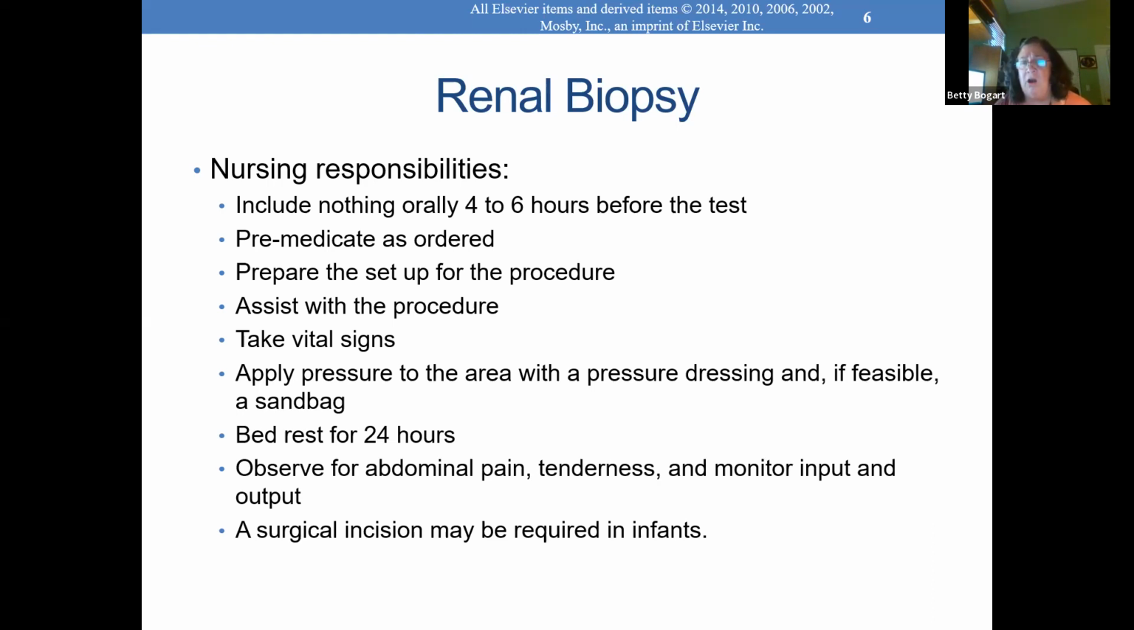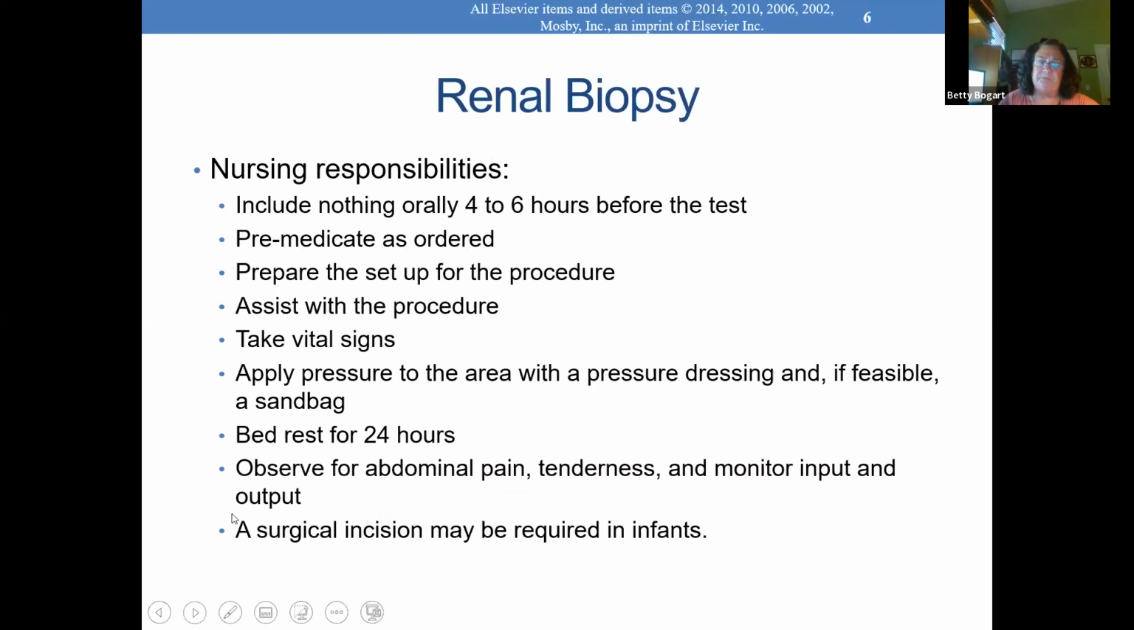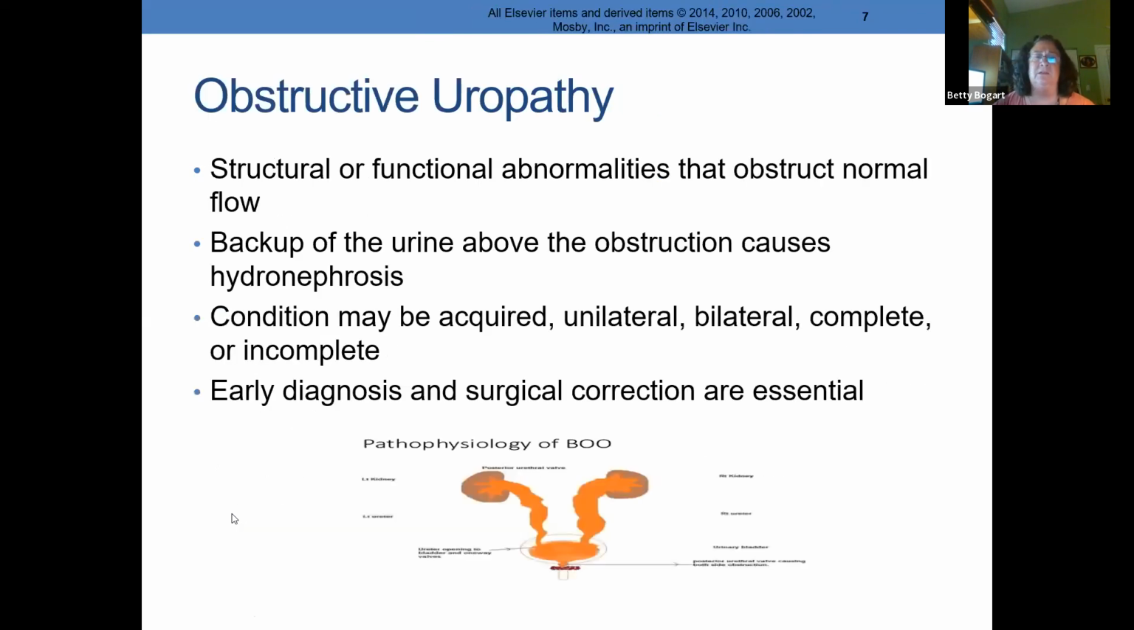Now, we are going to watch, even if they're on bed rest and they've got a pressure dressing on, we're still going to be monitoring them to make sure no urine's going into the peritoneum, which would show as abdominal pain, tenderness. And of course, intake and output. If our output is decreasing, where is that urine going? We need to look out for that. And of course, infants require a little bit more. And I've never seen a small infant with a renal biopsy. They're only older children, but it can be done if we need to.